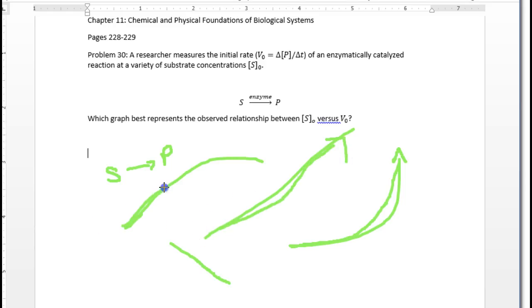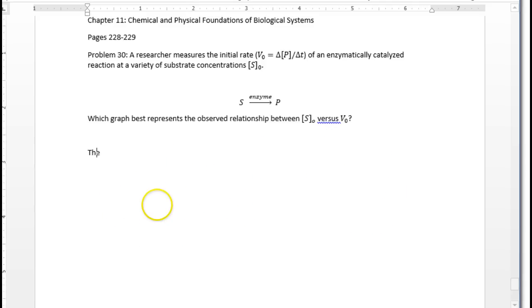What you would expect is for it to approach some asymptotic maximum, like here, and that's part A. So the answer is A. You're going to need to look at the graphs in your book to see everything a little bit better, but the answer is A. As you convert S to P, you have less and less S to convert, and it's going to approach some maximum value. And that's the end of that problem.